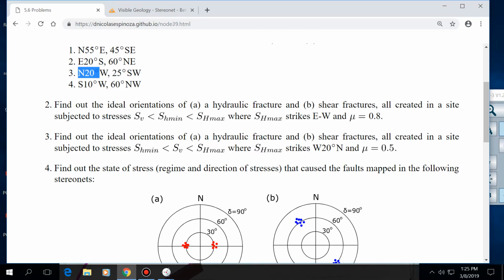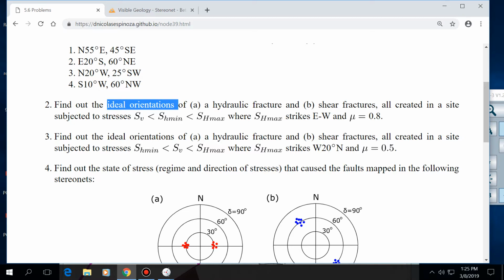Okay, so let's talk. I'm sure that you're going to be able to solve the other ones. It's just a repetition of the first one. So let's talk about problems number 2 and 3 and 4, which are about the same, but it's just that this one starts from a different one. It's a reverse problem to 2 and 3. Okay, so these two problems, 2 and 3, are about finding ideal orientations of hydraulic fractures and shear fractures.